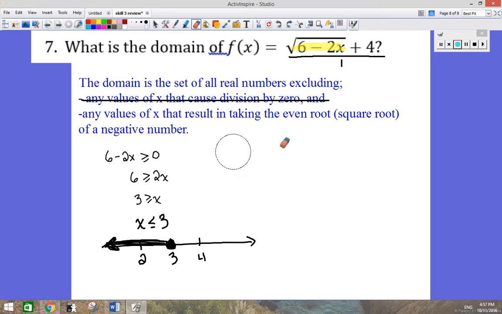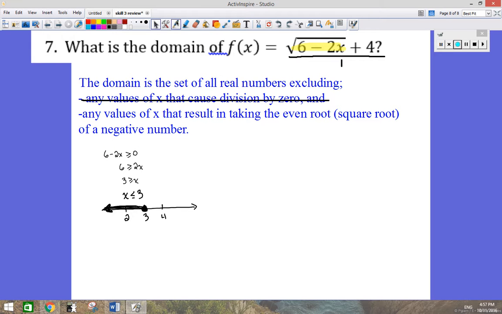Now I need to describe that domain using interval notation. My sketch here of the number line often helps me to write it in interval notation. I usually just use a capital D. Capital letters are often used for sets. I use a little subscript f to indicate the domain of f, and then equals, and then this. Since the arrow is shaded, I start with negative infinity as the smallest value.